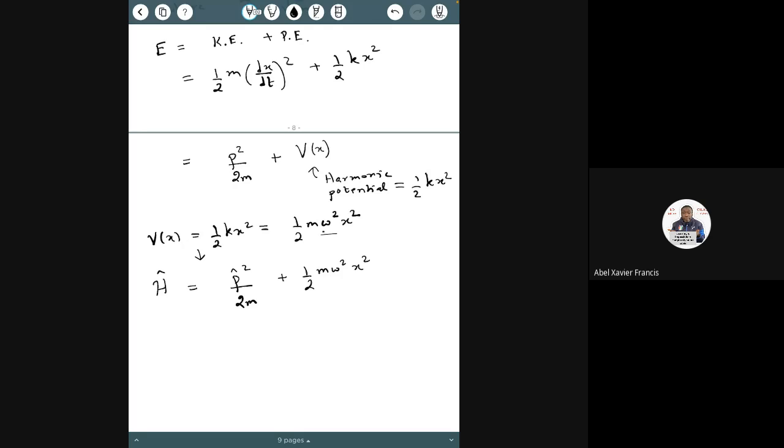Okay. And I can simplify this a little bit more. I can take m omega squared common, and then I end up with p squared by m squared omega squared plus x squared. Now x, whether you put a hat or not, doesn't make much difference because it's simply a multiplicative operator.